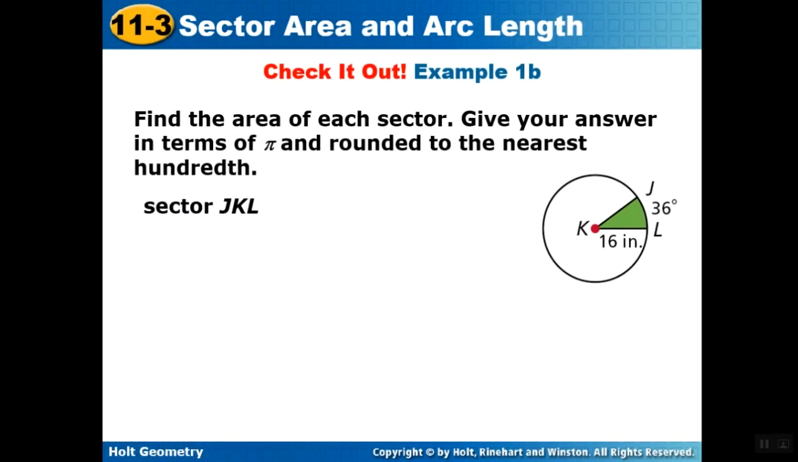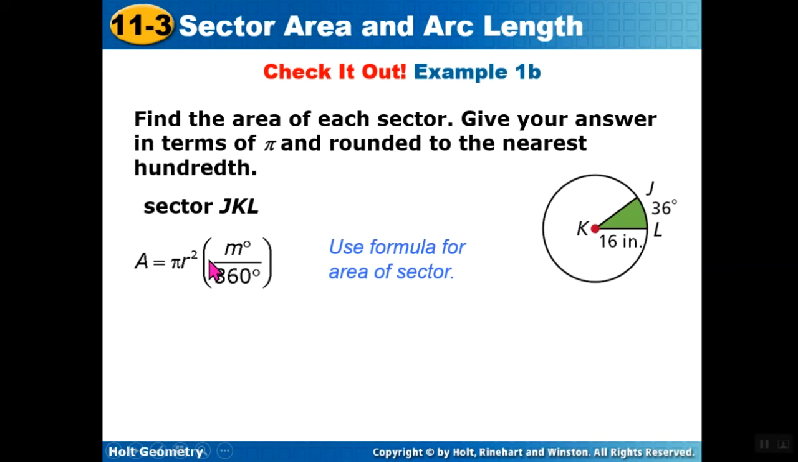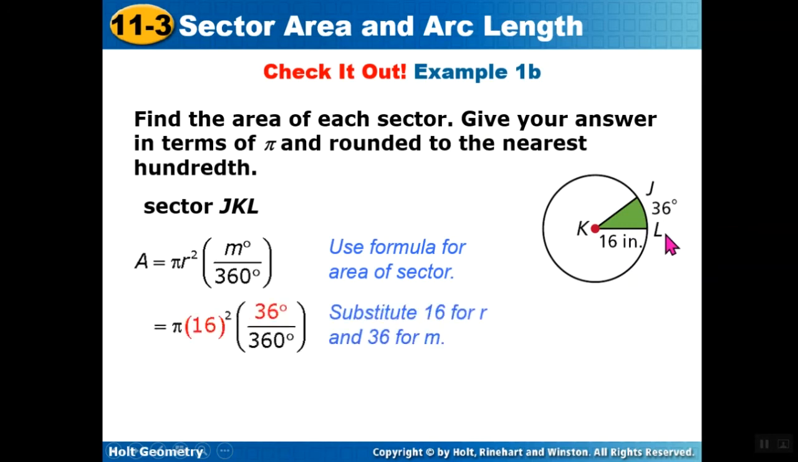Okay, and check it out. 1. Find the area of each sector. Again, sector JKL. This sector has arc measure 36 degrees. It means that the central angle is also 36 degrees with radius 16. Again, write the formula. Substitute r with 16 and m with 36. After you substitute, simplify the answer with your calculator.